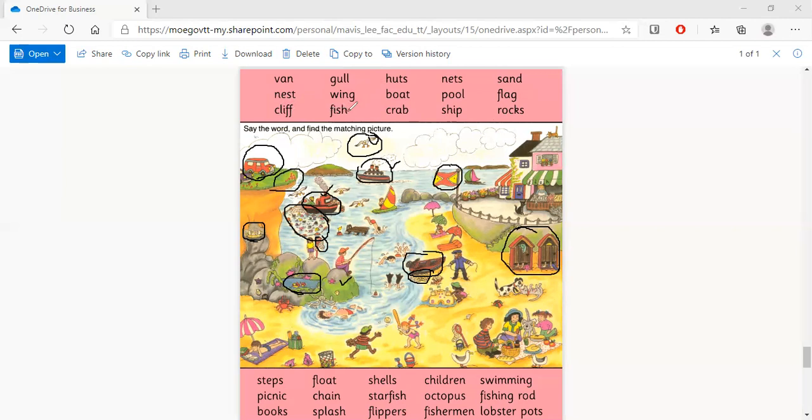Fish. Let's see if we see some. There's a fish right here in the pool. Crab. Do you see a crab? Yes, there's a large red crab. And I guess that's all for the top. Let's see what we see again. Steps. Here's some steps going up to the beach house.